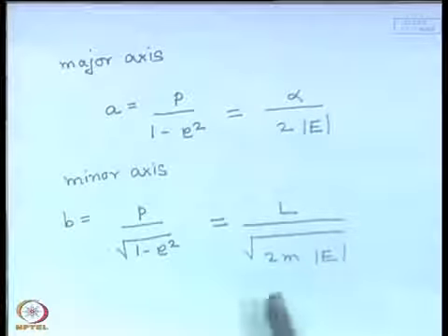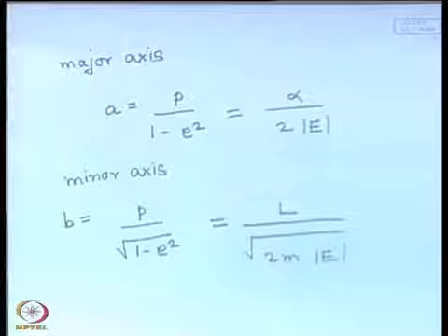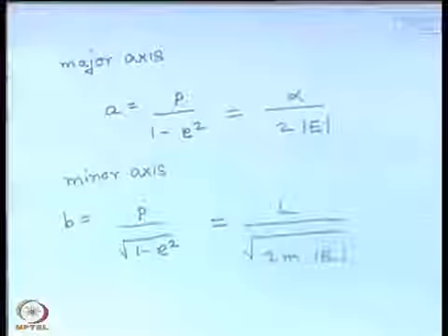So, if you fix the angular momentum, then the minor axis is fixed. Now, if you keep on giving more energy, for the least amount of energy that you can give, you will have a circular orbit, and if you keep on giving more energy, both the minor and the major axis are going to change.